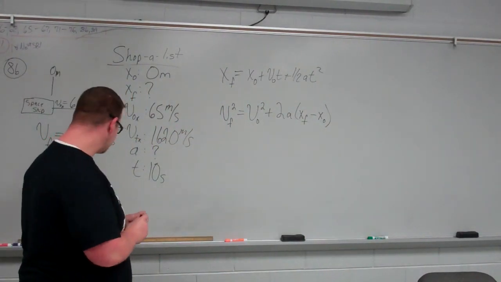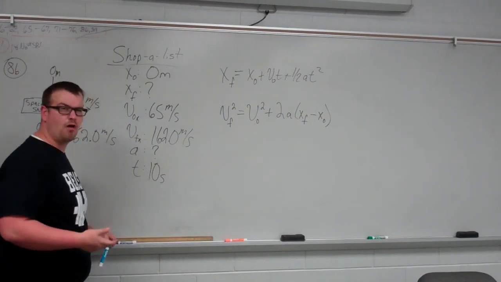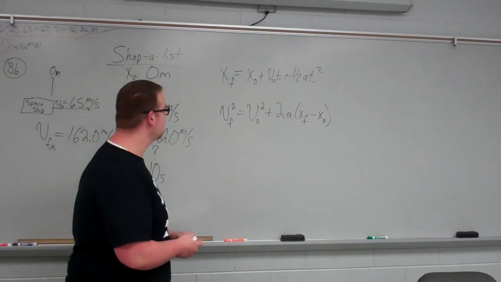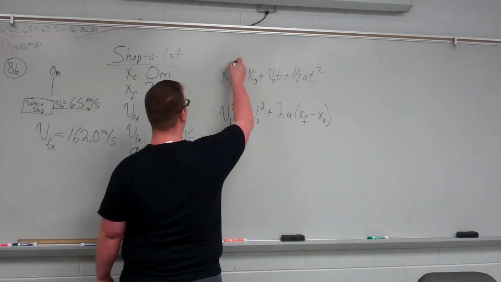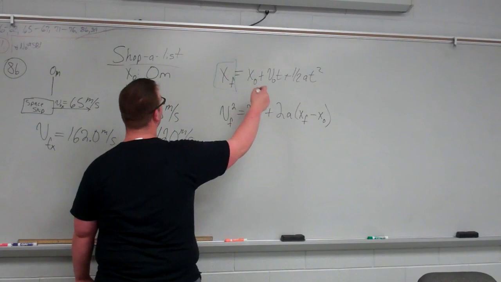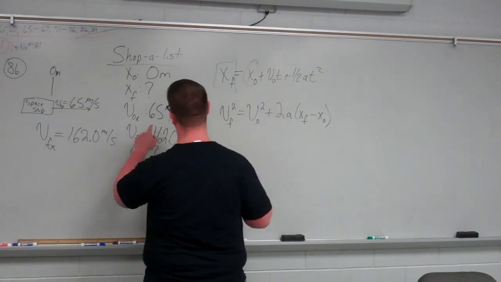So whenever I'm looking at this, I'm going to start looking and seeing what I can solve with. Remember the box and circle method? So I'm going to start up here. I don't know final position. I'm looking for it. I know initial position. I have an initial velocity.